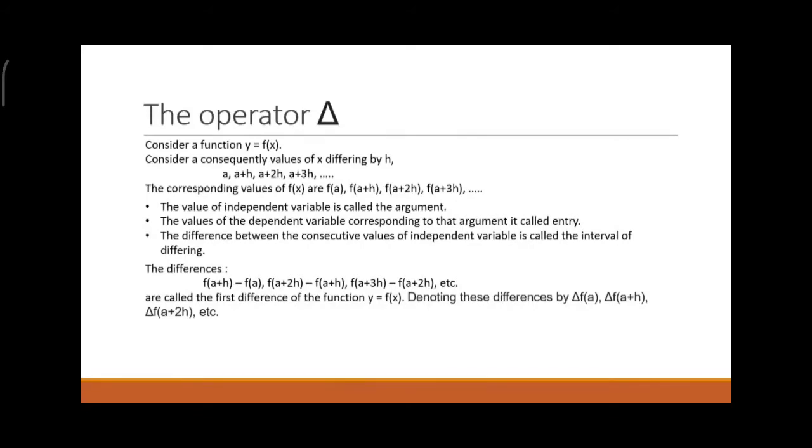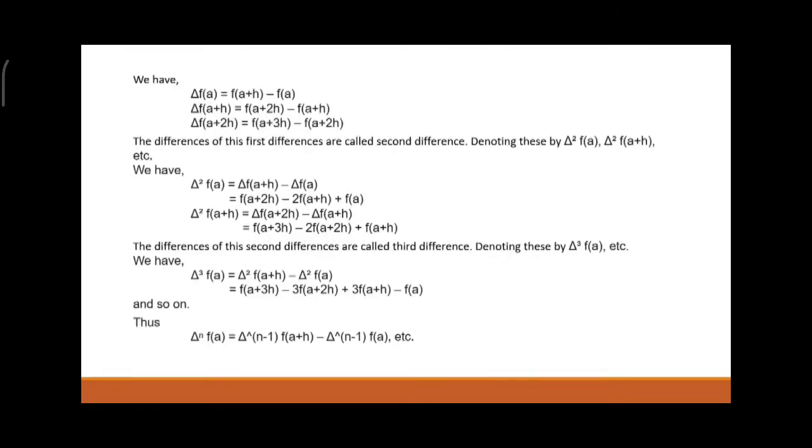So friends, let's go next. The differences f of a plus h minus f of a, f of a plus 2h minus f of a plus h, f of a plus 3h minus f of a plus 2h, etc. are called the first differences of the function y is equal to f of x, and we denote these differences by delta f of a, delta f of a plus h, delta f of a plus 2h, etc. And we have delta f of a is equal to f of a plus h minus f of a, delta f of a plus h is equal to f of a plus 2h minus f of a plus h, delta f of a plus 2h is equal to f of a plus 3h minus f of a plus 2h.